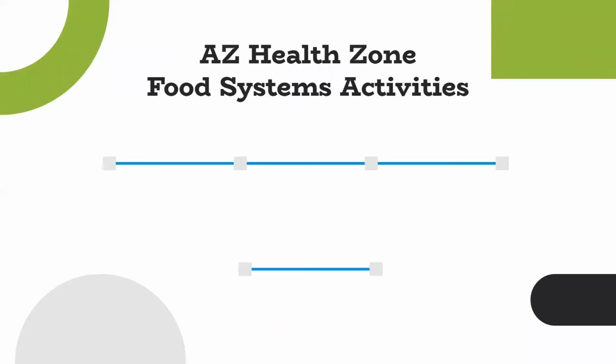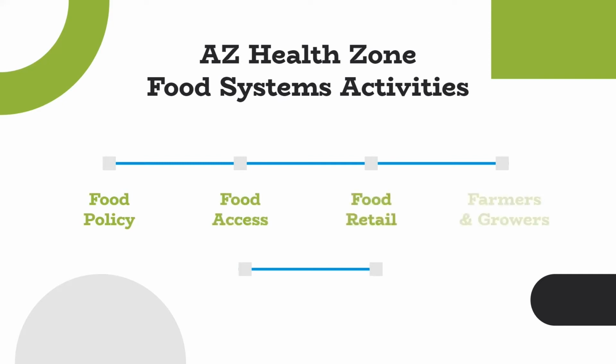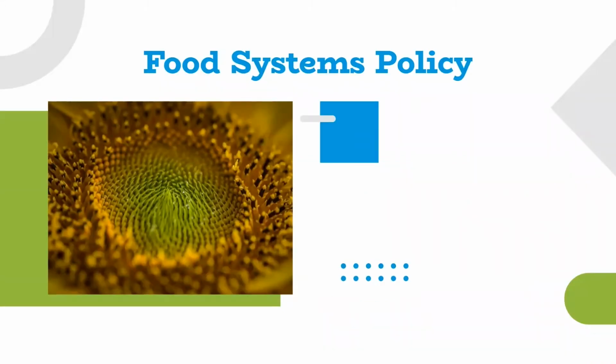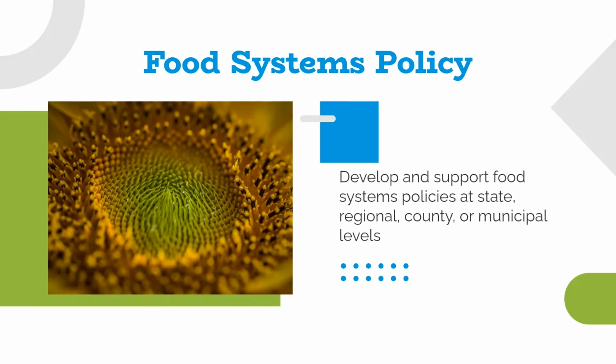The 6 activities in the food systems strategy are food systems policy, food access, food retail, farmers and growers, gardens, and community engagement. Let's start by discussing the first activity, food systems policy. This activity focuses on developing and supporting food systems policies at state, regional, county, and/or municipal levels.